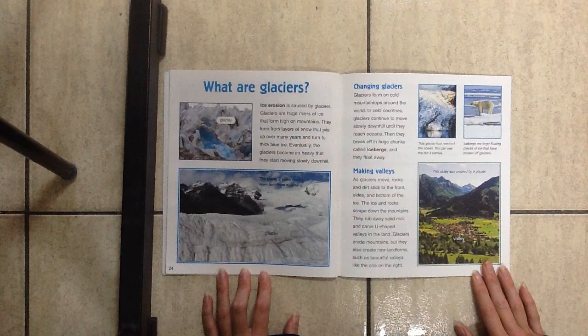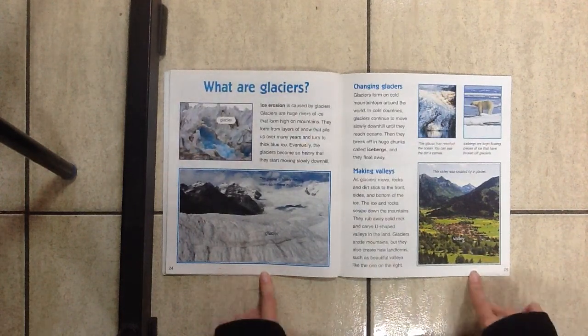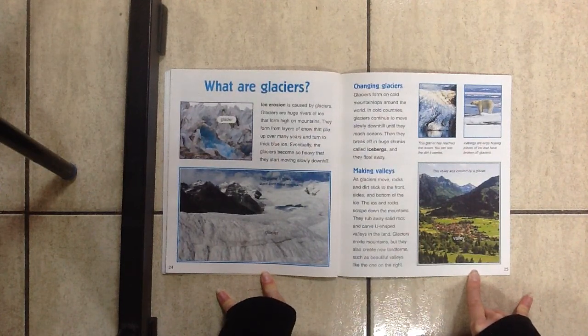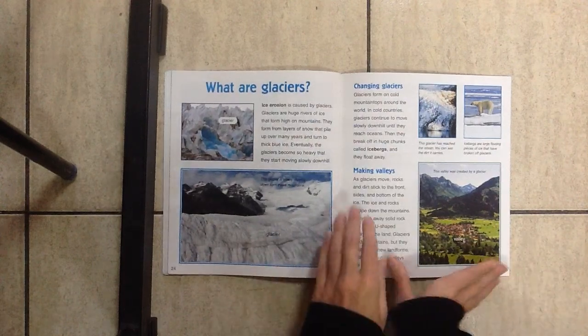Changing glaciers. Glaciers form on cold mountain tops around the world. In cold countries, glaciers continue to move slowly downhill until they reach oceans. Then they break off in huge chunks called icebergs and float away, making valleys. As glaciers move, rocks and dirt stick to the front, sides, and bottoms of ice. The ice and rocks scrape down the mountains. They rub away solid rock and carve U-shaped valleys into the land. Glaciers erode mountains, but they also create new landforms, such as beautiful valleys like the one on the right.